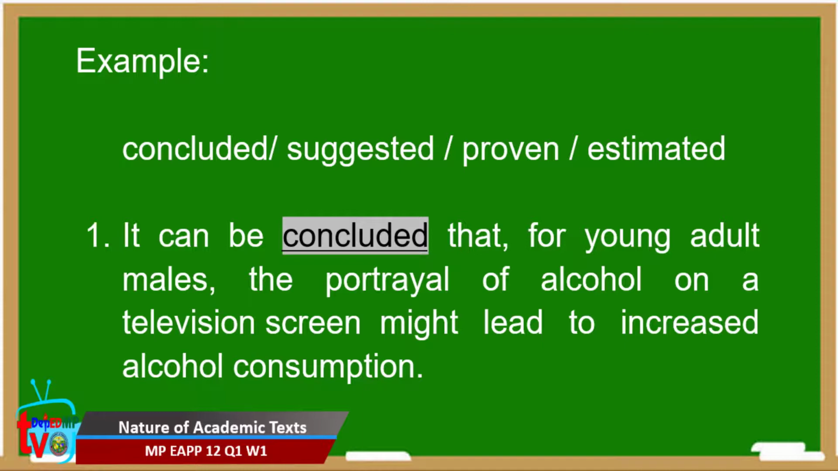Let's see. The word suggested would not work because the clause, the portrayal of alcohol on a television screen might lead to increased alcohol consumption, is not a suggestion. And the word estimate is also unsuitable because the clause is not a guess. Guesses suggest that there is no evidence. The word proven is also unsuitable as this conclusion has not been scientifically proven. The word might demonstrates this.